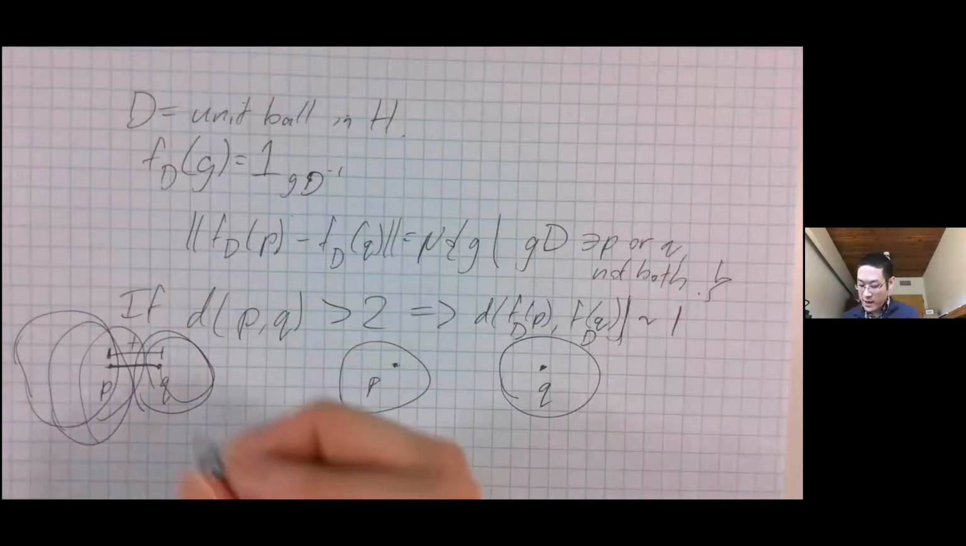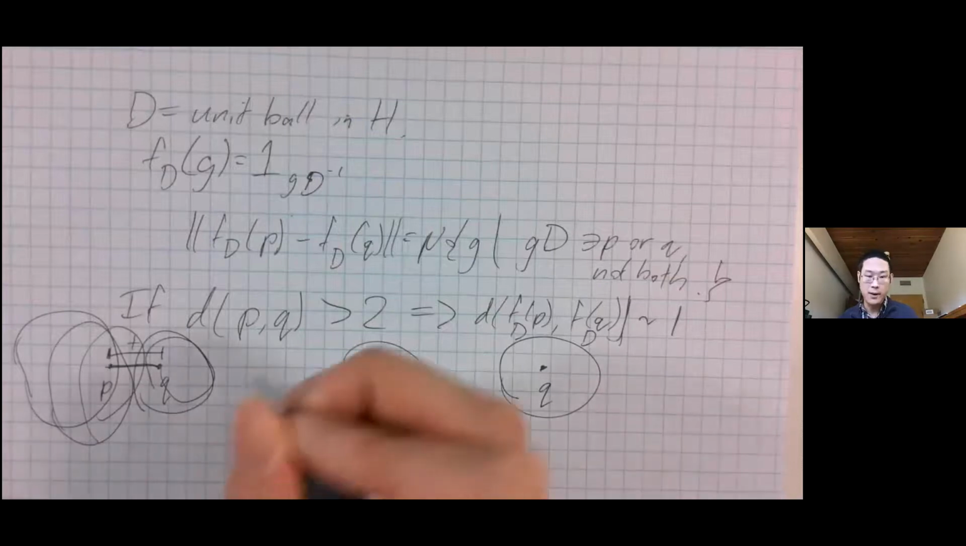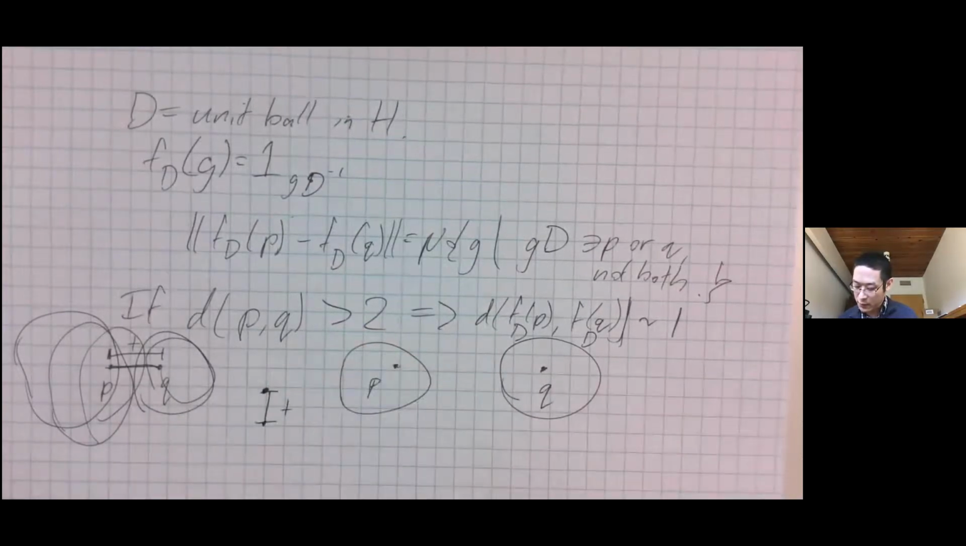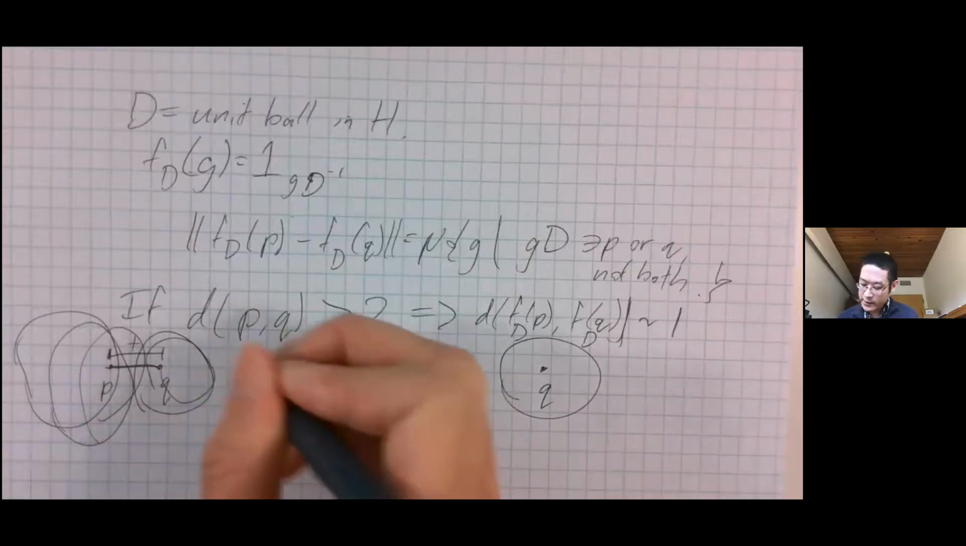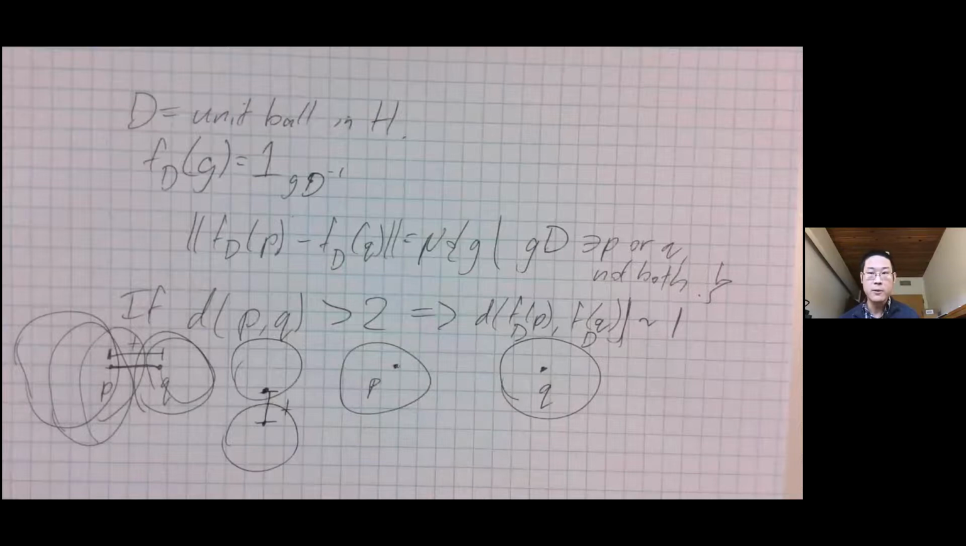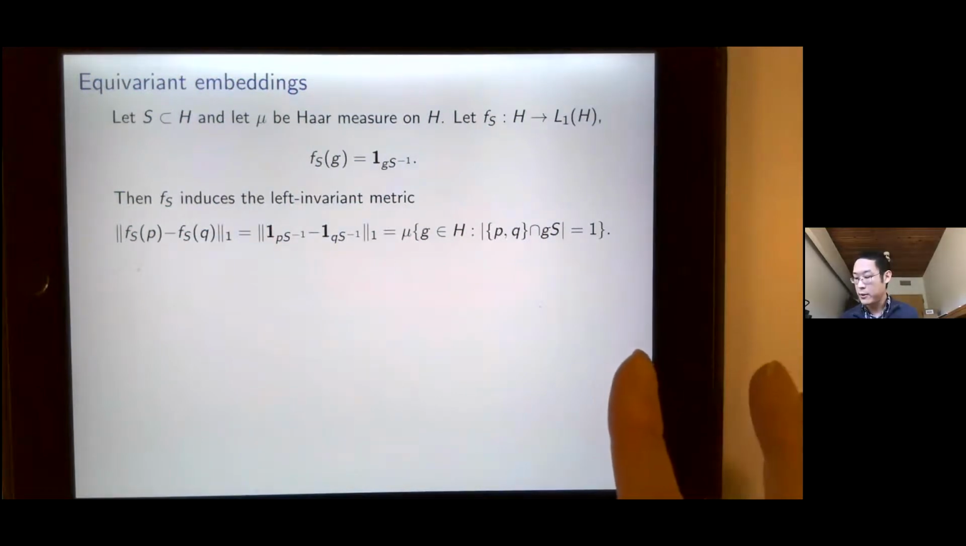The same thing happens if p and q are separated by a vertical line. If p and q are separated by a vertical line, by vertical distance t, then again, there are about t translates of the unit ball that contain one or the other, but not both. But the problem is that vertical distances in the Heisenberg group are much larger than horizontal distances.